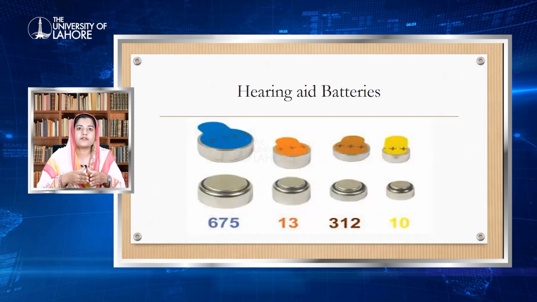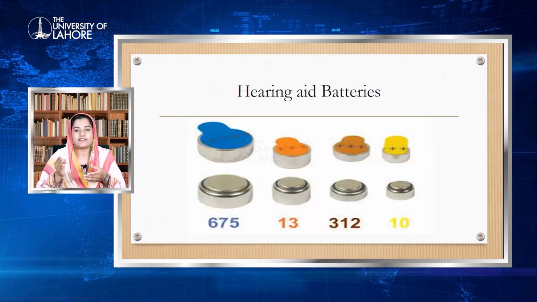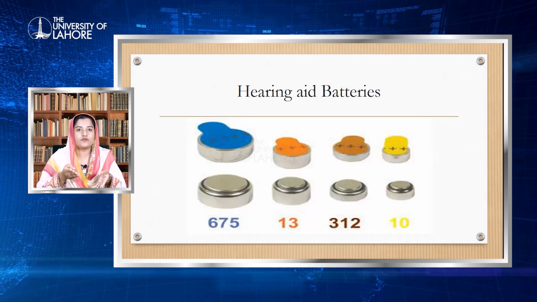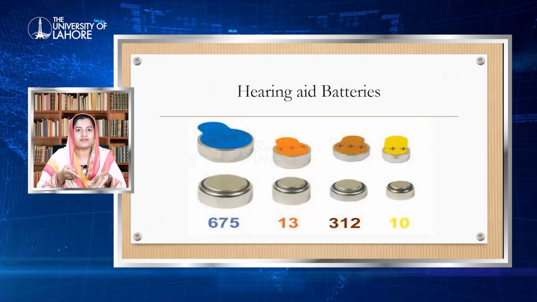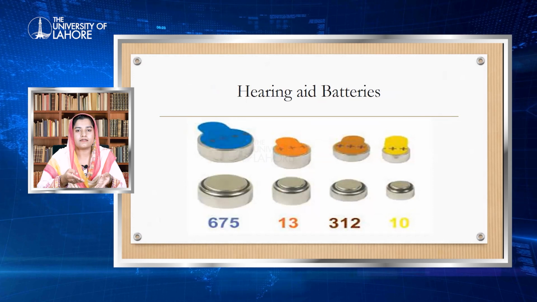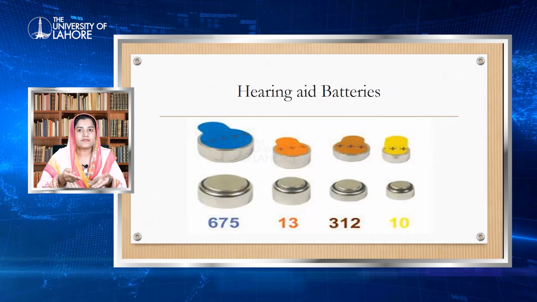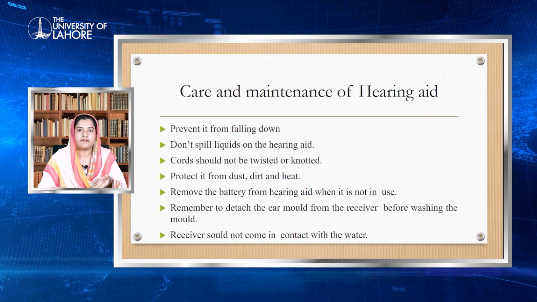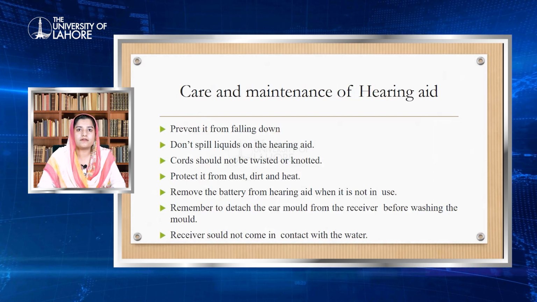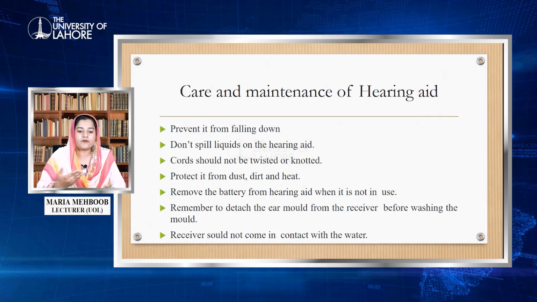Then we came to the hearing aid batteries. As the hearing aid size reduces, the battery size also reduces. In BTE hearing aids, we use 675, in the ear we use a number 13 battery, and in the completely and invisible in canal we use 312, 13 and 10 number batteries.